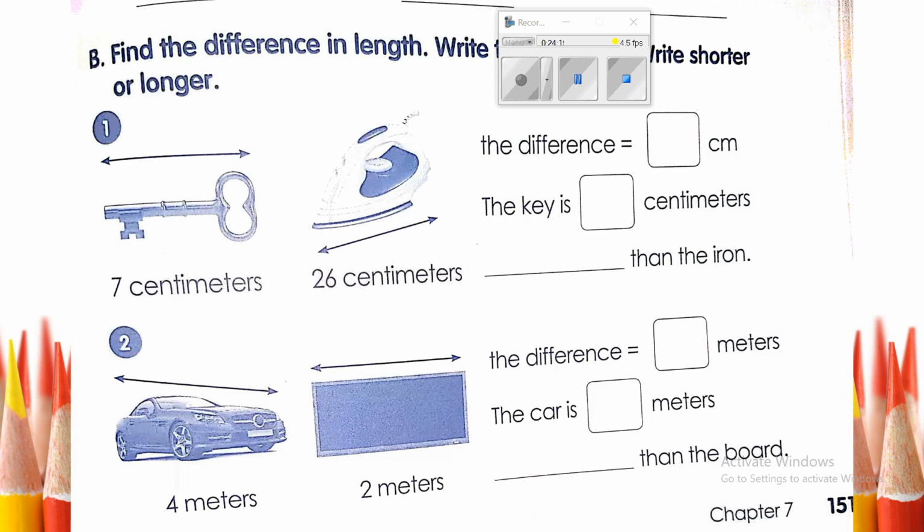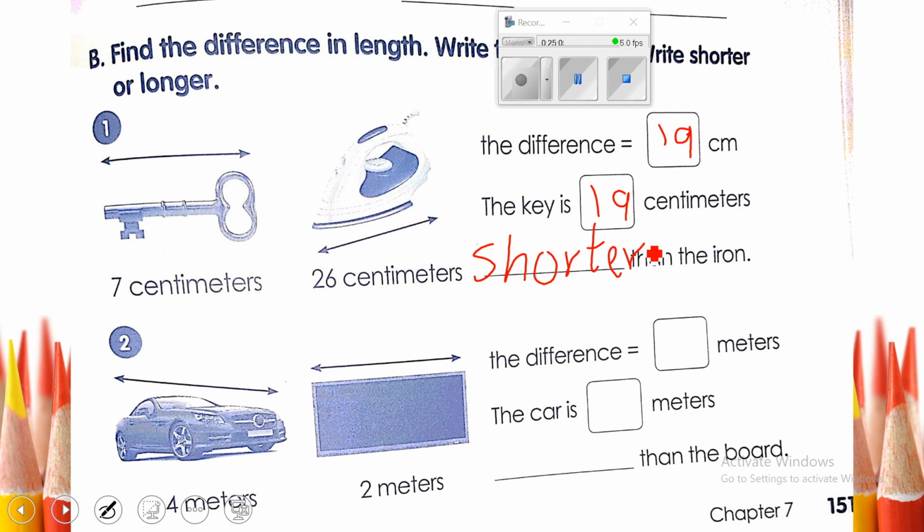It is also to find an object and write which is shorter or which is longer. You have to find a real key. Okay, and then compare. Here we have already the key, it's about 7 centimeters, and here the iron is about 26 centimeters. What is the difference between 7 and 26? Perfect, I have to subtract 26 minus 7. Yes, it's 19. So the key is 19 centimeters, shorter or longer? Perfect. The key is shorter, so I have to say here it is shorter.